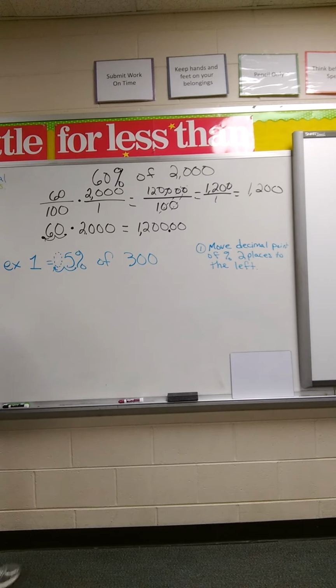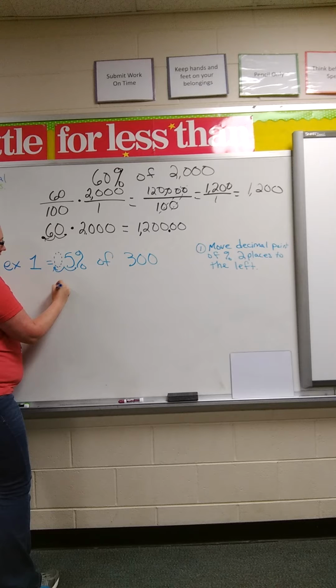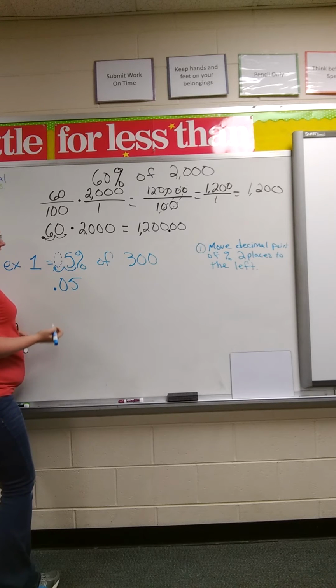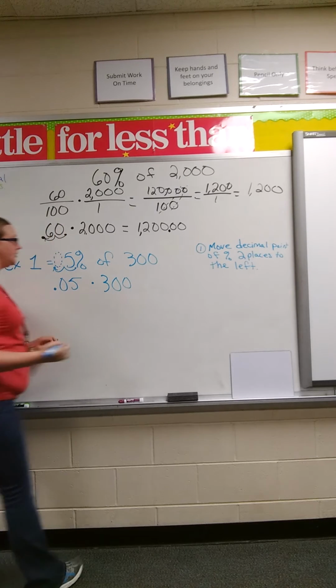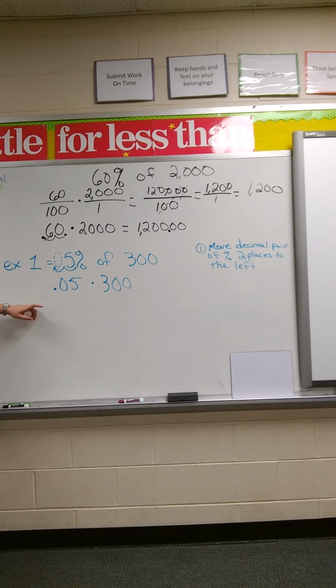Okay. So that means that I have 0.05 or 5/100 times 300. Make sure that you can tell the difference between a decimal point and a multiplication sign. The decimal point needs to be at the bottom of your number by the line on your paper. The multiplication sign needs to be in the middle of that space where you write. Step 2 is to multiply.